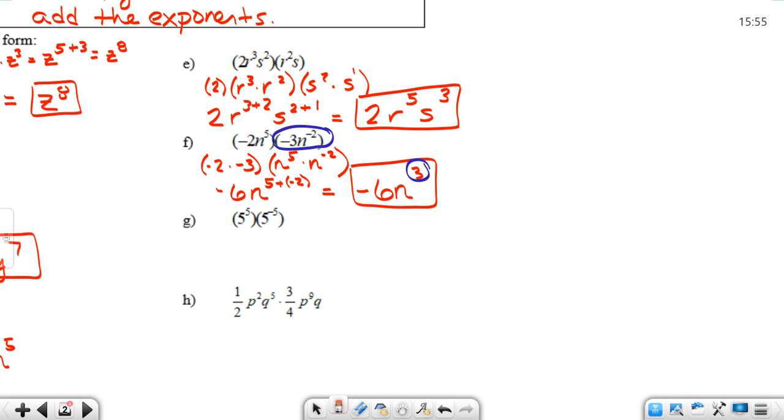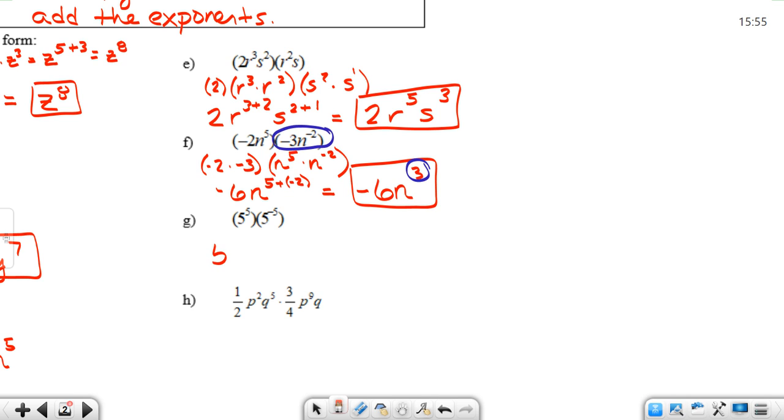So if we look at G, we've got 5 to the 5th times 5 to the negative 5th. Now, again, we would say that second one technically is not a polynomial. It's not a monomial. It's got a negative exponent. And there's no variables here. However, we still have like bases, which in this case are the bases of 5.